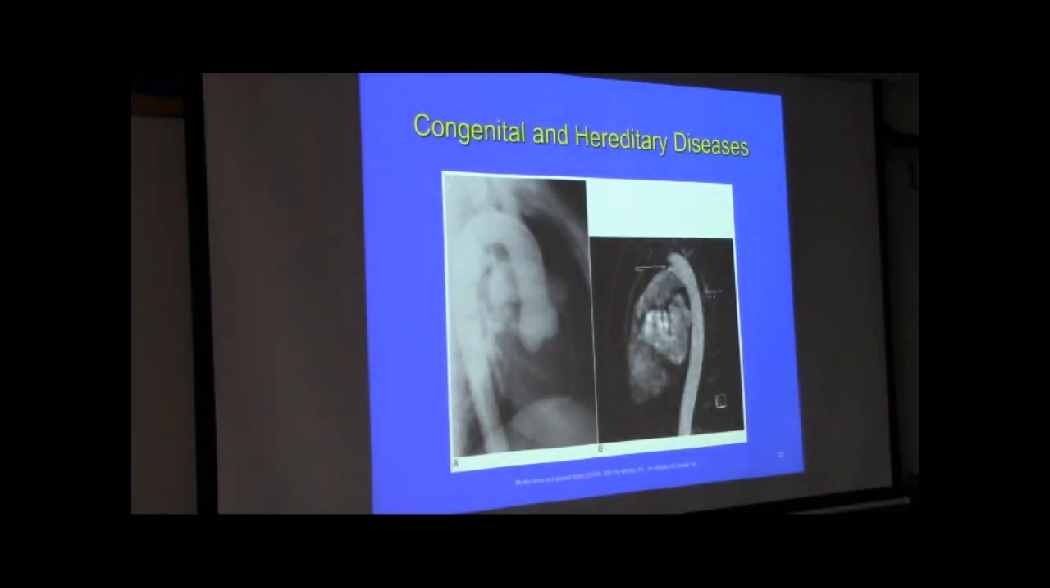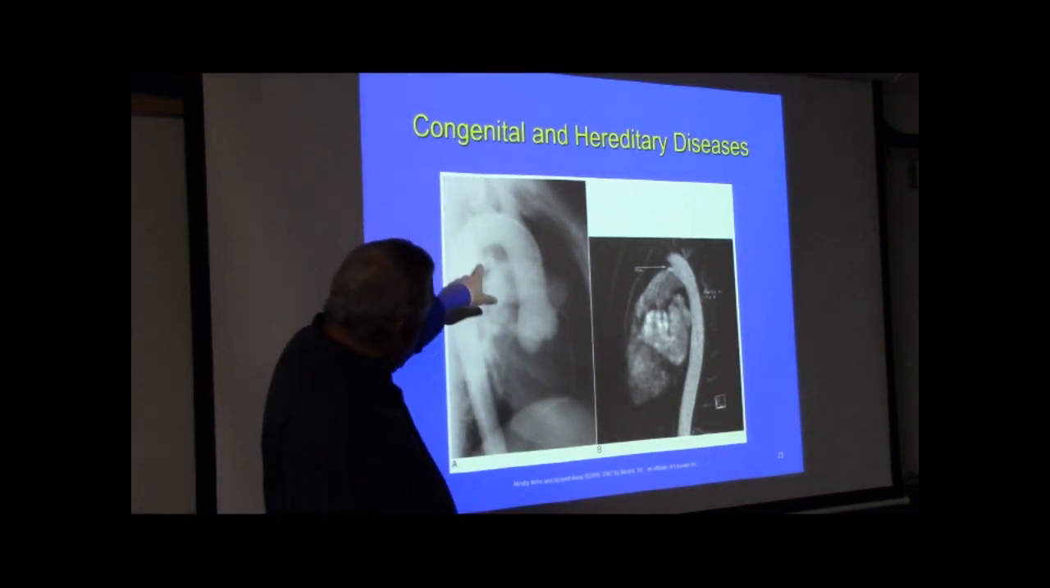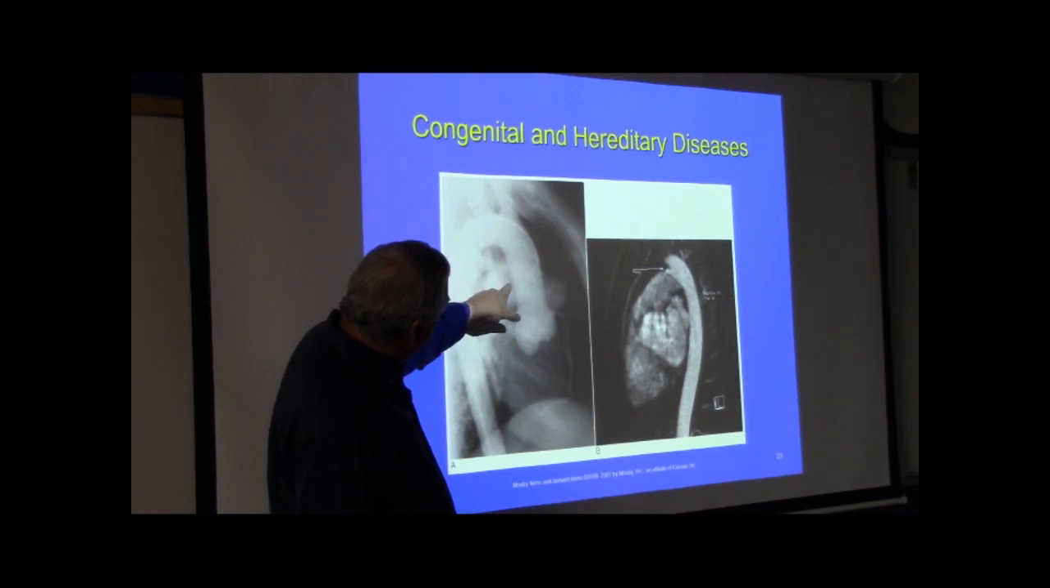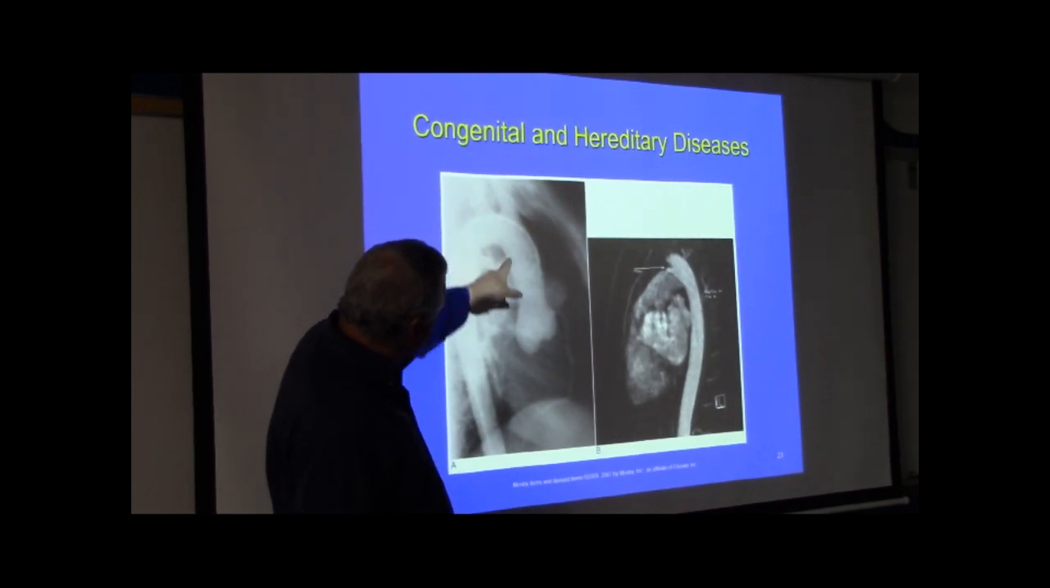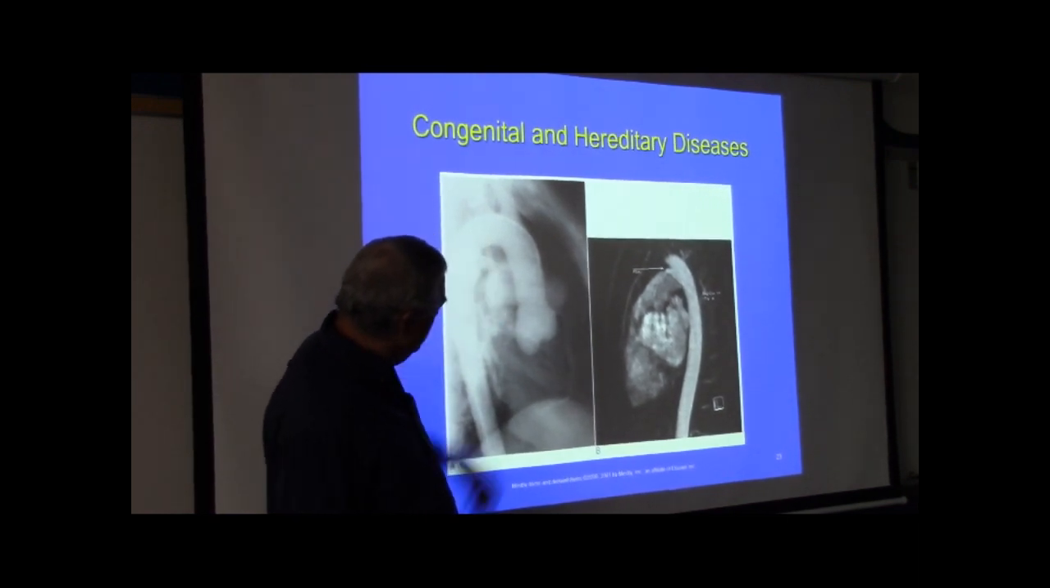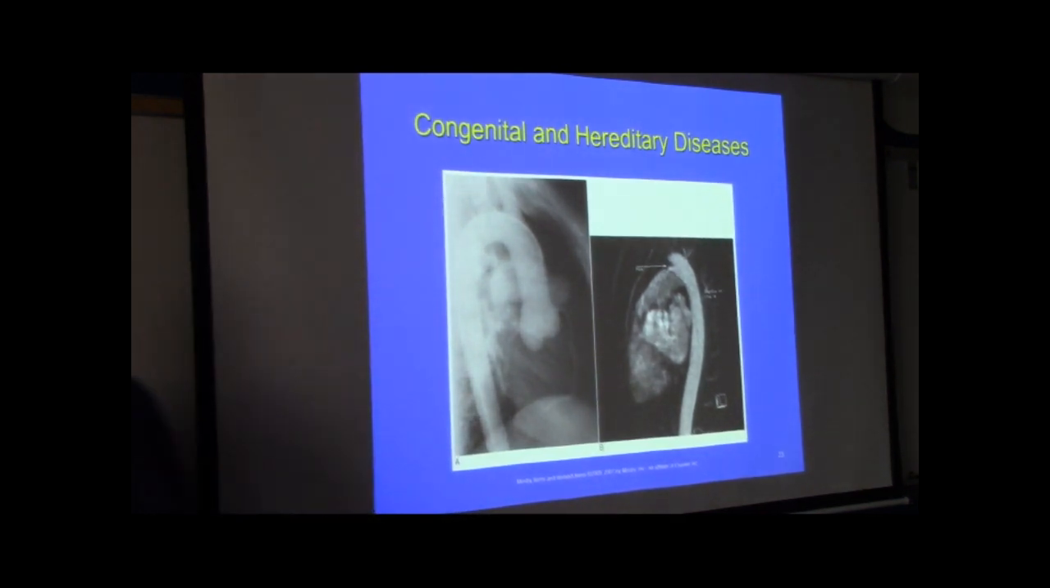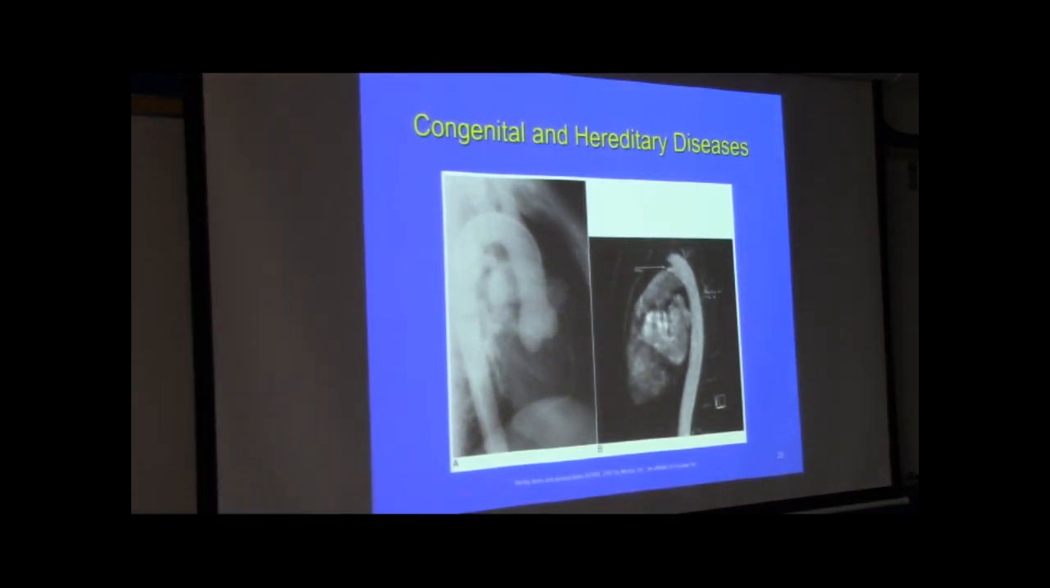And here's what it looks like on an x-ray. Right there, there's the pulmonary trunk, and this is the aorta, and there's a connection right there. That shouldn't be there. And on an MRI, it's very apparent, which is the image on the right.